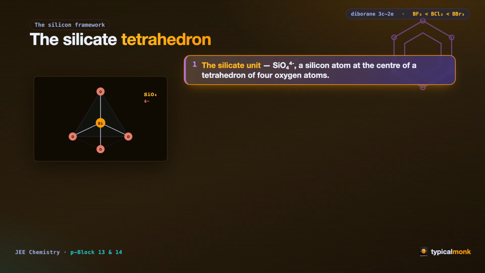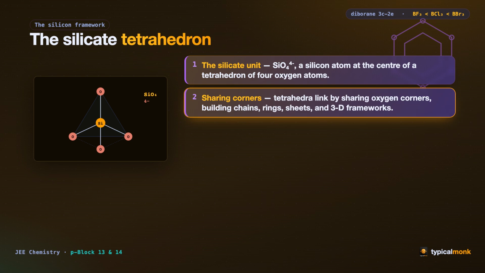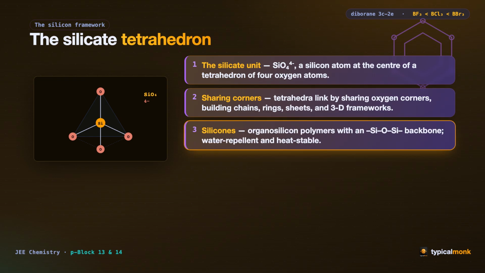Now the picture at the heart of silicon chemistry, the silicate tetrahedron. The silicate unit is SiO4 with a 4- charge: a silicon atom at the very center of a tetrahedron of 4 oxygen atoms. Sharing corners, these tetrahedra link up by sharing oxygen corners, and from that simple move, they build chains, rings, sheets, and three-dimensional frameworks.